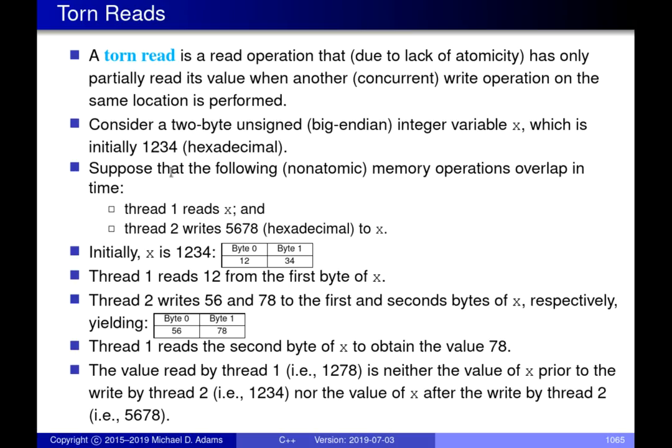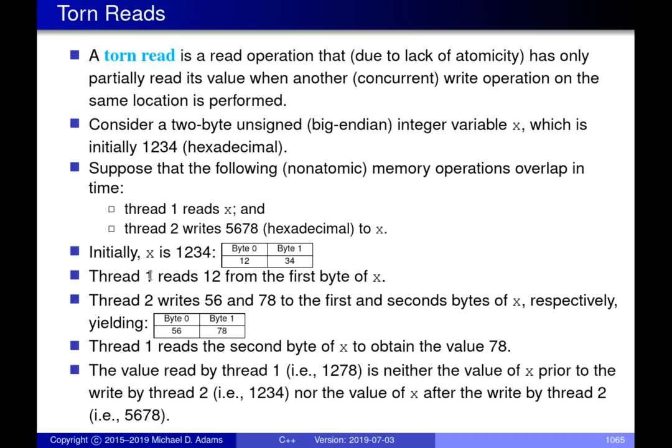What I want to consider is a situation where we have 2 threads, and thread 1 is going to read x, and thread 2 is going to write the specific value 5, 6, 7, 8 in hexadecimal to the variable x. And these are going to happen in an overlapped manner, so the times when these are happening overlap. I'm going to consider a very particular timing just to illustrate one way in which things can go wrong. Suppose x is initially 1, 2, 3, 4, as stated above. Because we're storing the integers in big endian order, the most significant byte comes first, the one with the more significant bits. So 1, 2 is in the first byte, and then 3, 4 is in the second byte.